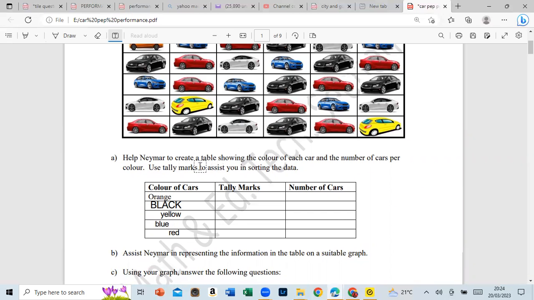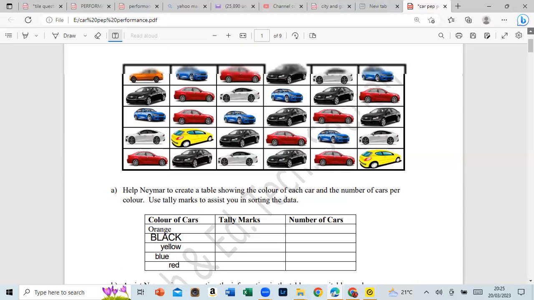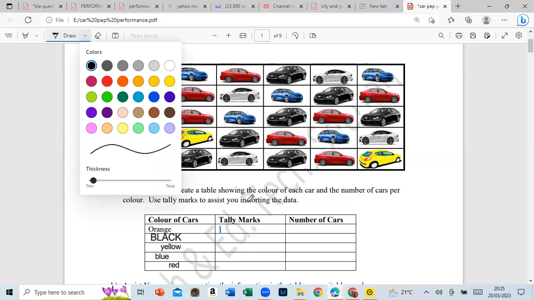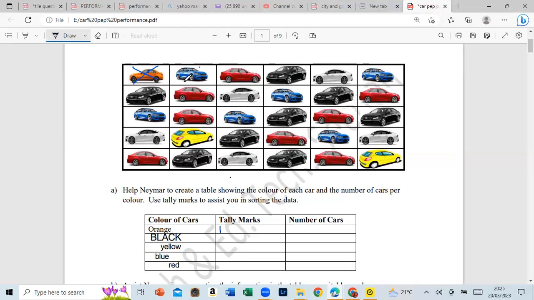It says use tally. So each car, I'm going to either tick it off or put a tally. That's what I taught my students. Cross it off, put that tally there. After you count up all of the tally, you put the number here. Let me change this to black. So let's go. We have one blue right here. Notice I'm going row by row. One blue, cross it off, put that tally. One red, row by row.